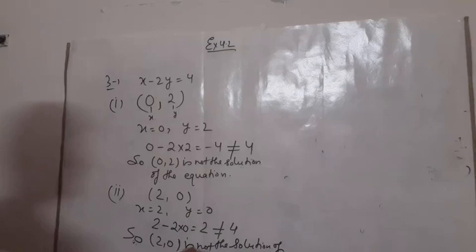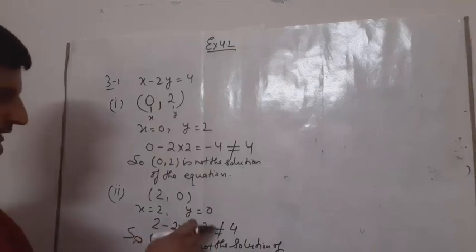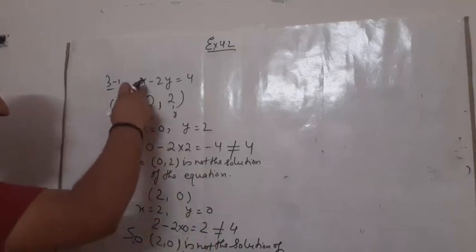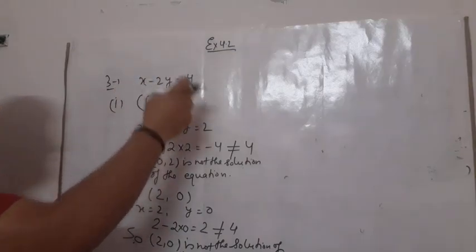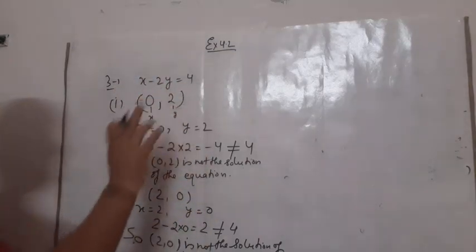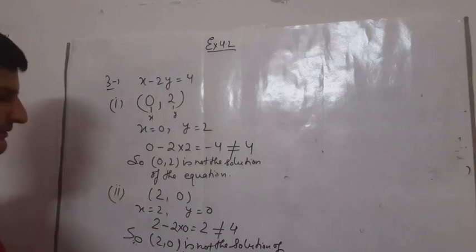So 2, 0 is not the solution of the equation because we are getting the value 2 here. If we are putting x is equal to 2 and y is equal to 0 here, we are getting this one. So this is not the solution of this equation.